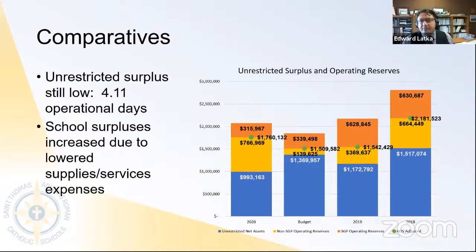Again, providing some comparative information in terms of unrestricted surplus. The board has mandated or looked to have an unrestricted surplus of about 5 days. Where we landed for this year, with just under $1 million of unrestricted surplus, equates to 4.11 days compared to our expenditures this year.